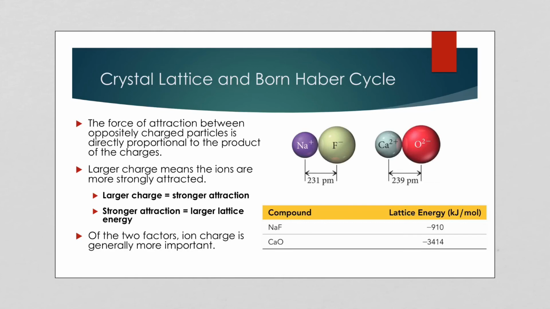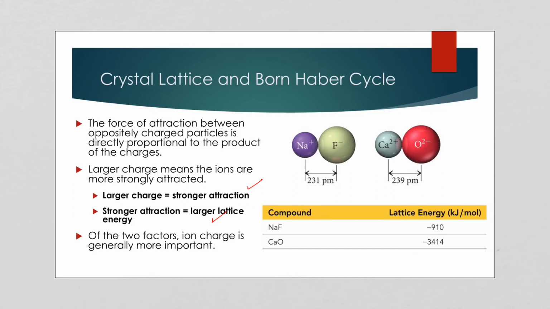So the larger charge means that the ions are more strongly attracted. So larger charge equals stronger attraction. Stronger attraction equals larger lattice energy, right? Anything that makes the bond stronger is going to make it harder to break down.